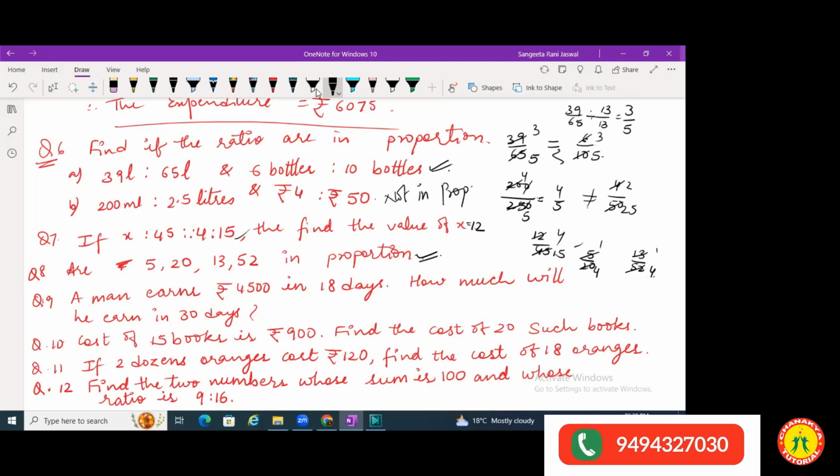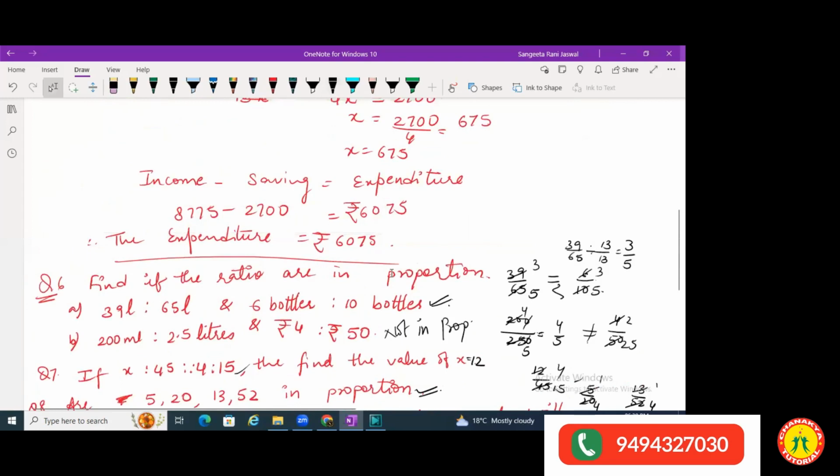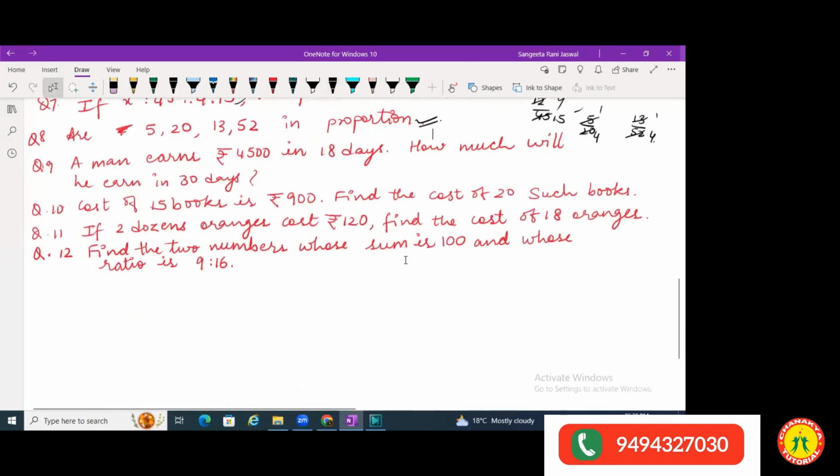Have you done question 9? Yes, ma'am. Tell me, Ashwath, have you done question number 9? Ma'am, Ashwath is not there. Okay. Do the rest of the questions, then we'll discuss. Yes, ma'am. Ma'am, I got the 10th answer. Okay. Do all the questions, then we'll discuss all of them. They are all based on the unitary method. Yes, ma'am.